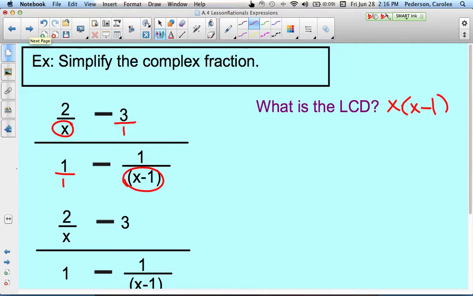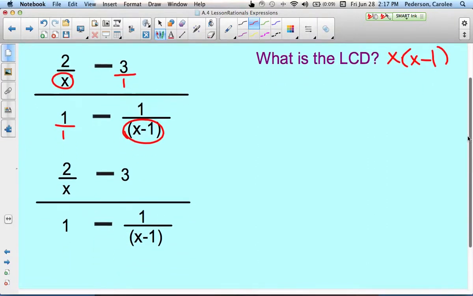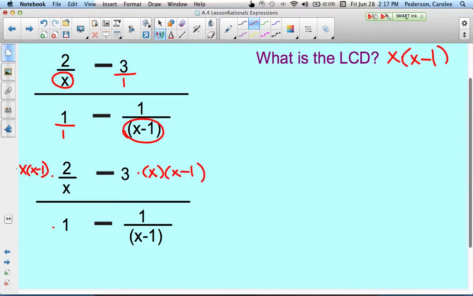So we're going to multiply all four fractions by x times x minus 1. I've just taken that same problem again and rewrote it. So I'm going to multiply this first fraction by x times x minus 1. Multiply this second fraction by x times x minus 1. Multiply this next fraction by x times x minus 1. And this last fraction by x times x minus 1.